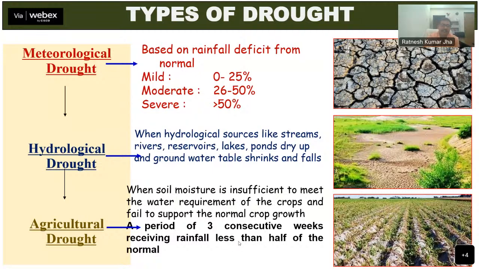And again, agricultural drought is when soil moisture is insufficient to meet the water requirement of the crops, and crops fail to support normal growth. Then it is called agricultural drought. And this is another definition: a period of 3 consecutive weeks receiving rainfall less than half of the normal, then you can see this.